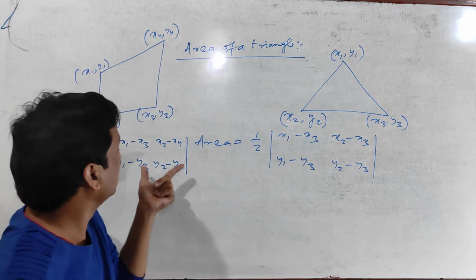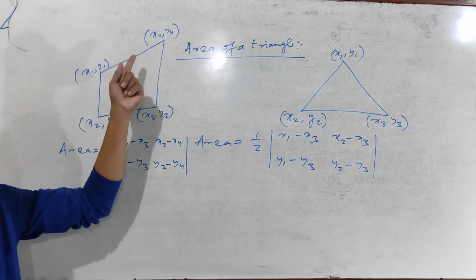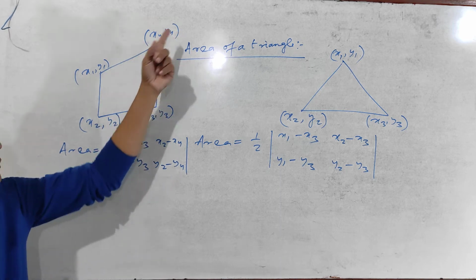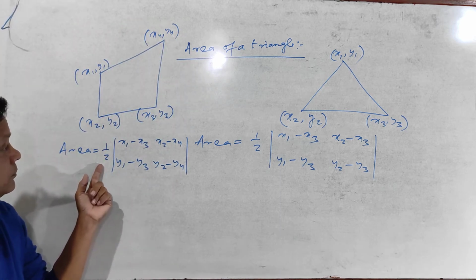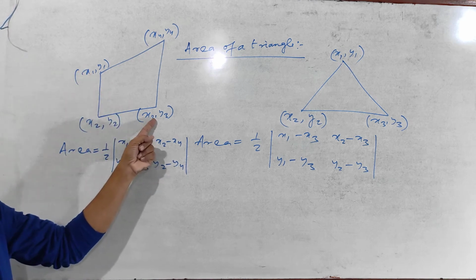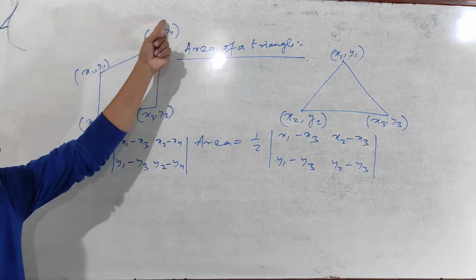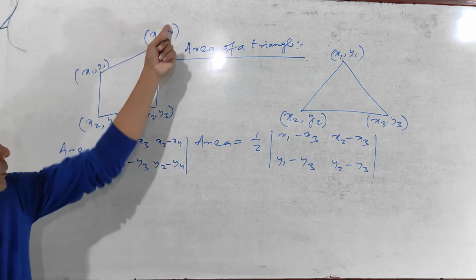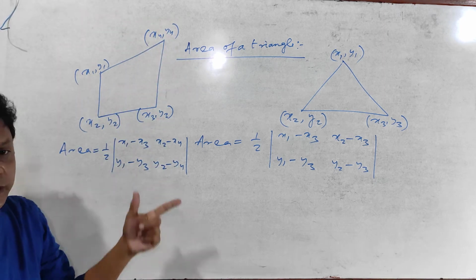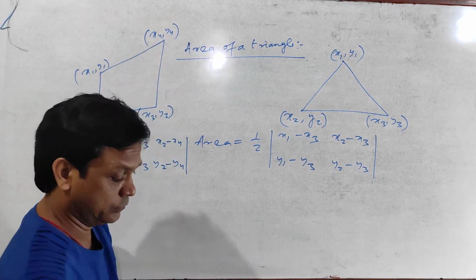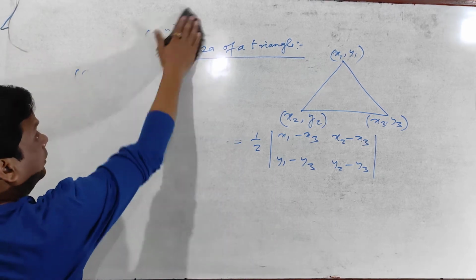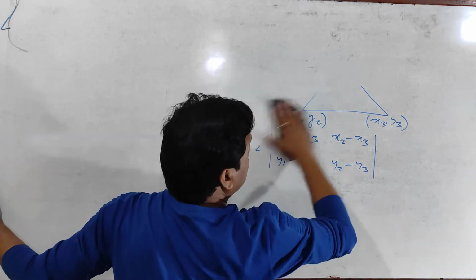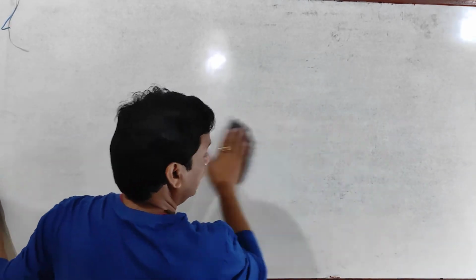Also you can take this one as the base, similarly you can obtain. See here, this is the area of a quadrilateral. (x1, y1), (x2, y2), (x3, y3), (x4, y4) are the coordinates of the quadrilateral. Then the area is equal to 1 by 2 times the determinant with rows x1 minus x3, x2 minus x4 and y1 minus y3, y2 minus y4. But I am telling you a common formula, for a quadrilateral or polygon or triangle, anything, you can directly get.